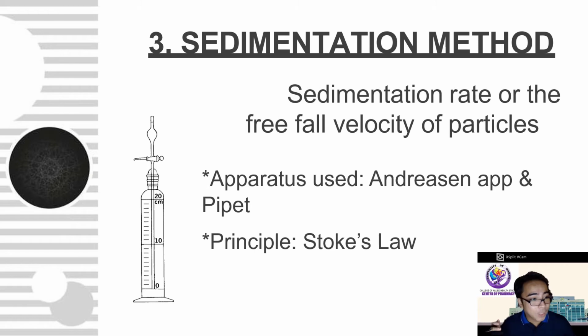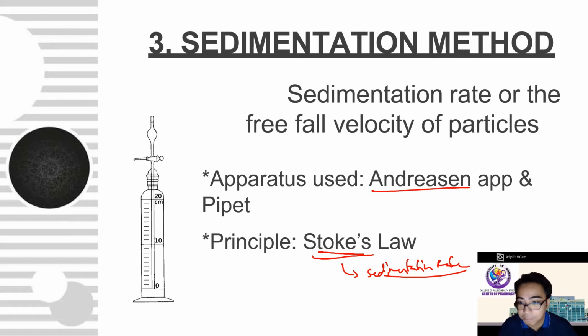Next apparatus or next way, class, that we can determine particle size is through the sedimentation method. And the apparatus class that we use for this is called the Andreasen pipette. Okay, I just remembered, this was actually one question in our quiz B before. Which of the following apparatus is used for measuring particle size using Stokes' law? Okay, Stokes' law, remember class? It's all about sedimentation. Sedimentation rate. Alright, so again, the apparatus is the Andreasen pipette.